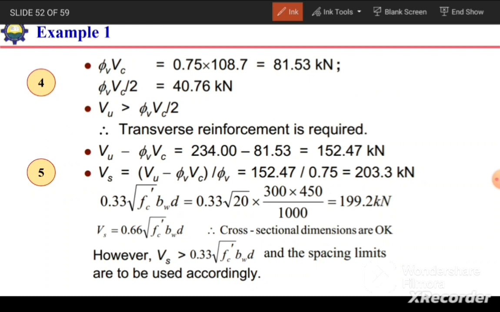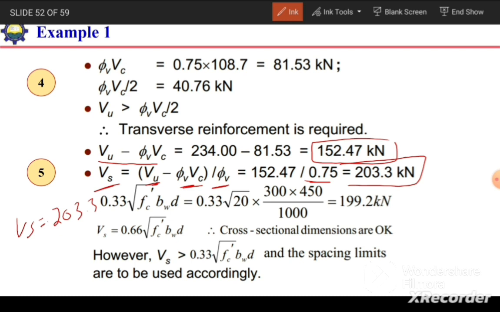Okay, so now we have decided that the shear reinforcement is required for this beam. So the next step is to calculate the shear resistance to be provided by the shear reinforcement. We need to calculate this Vs, and this Vs is given by Vu minus phi_v Vc divided by phi_v. So Vu minus phi_v Vc is equal to 152.47 kilonewton, and divided by phi_v 0.75, it comes out to be 203.3 kilonewton.